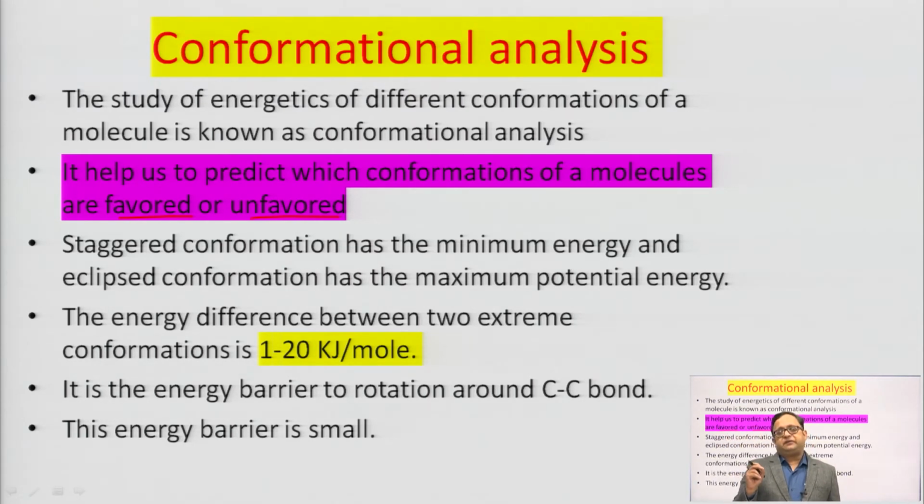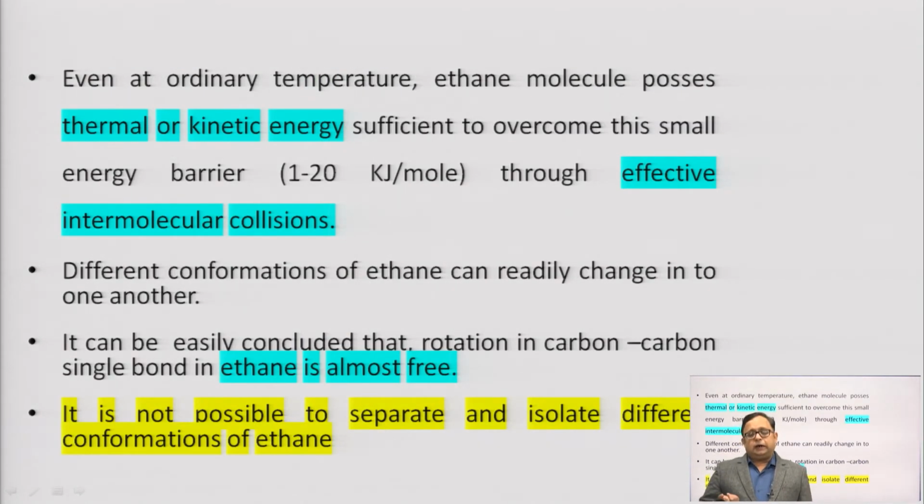In our previous lecture I told you that in conformational analysis we assume the carbon-carbon rotation is almost free. It is not exactly free, it has certain barriers, of around 1 to 20 kilojoule per mole. At room temperature, the ethane molecule possesses thermal or kinetic energy of an order that can cross this barrier very easily.